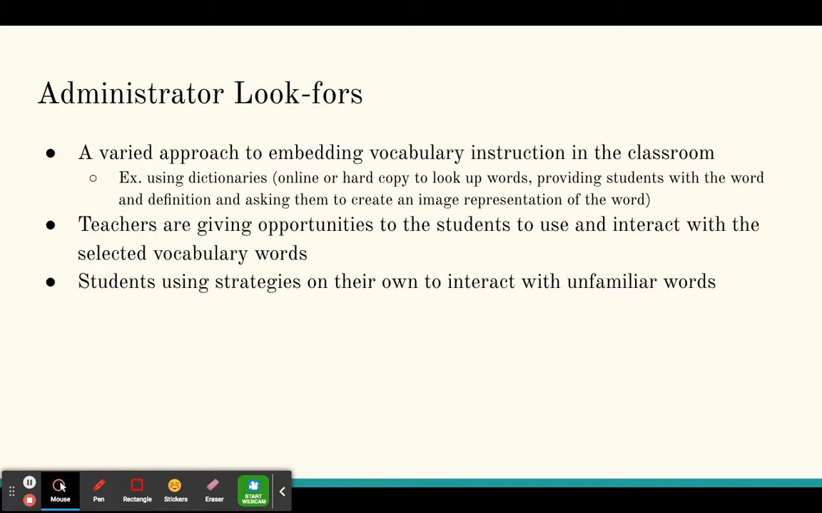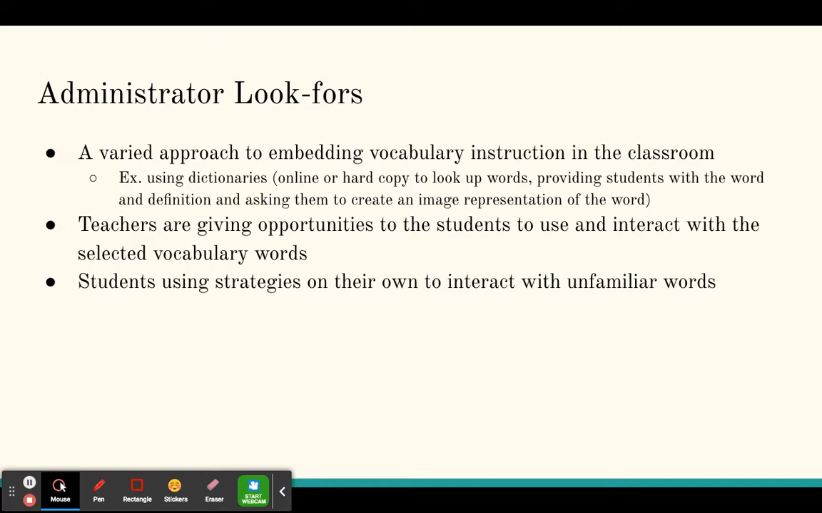So, something that as an administrator you want to look for in terms of using this explicit vocabulary instruction in the classroom is a varied approach to embedding that vocabulary instruction into the curriculum and into class time. An example of that would be using a dictionary. That's kind of old school, right? But using that online or hard copy. So, I'm going to use science again, I guess. In the science classroom, right, you might encounter this word that kids are like, what does that even mean?